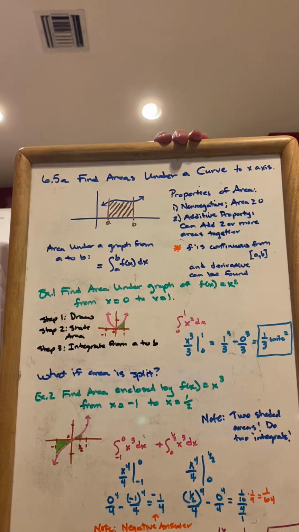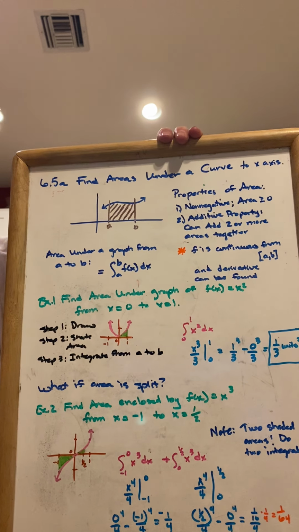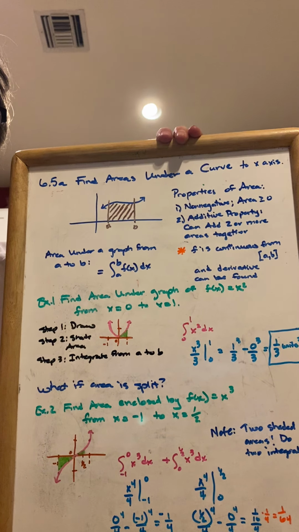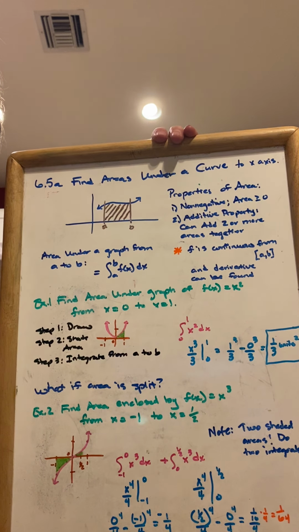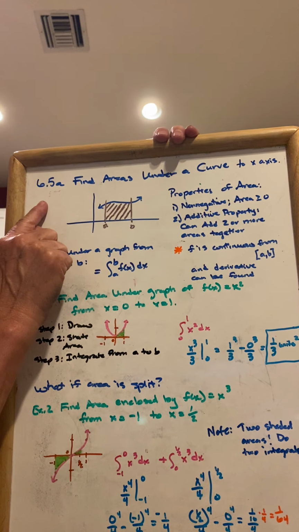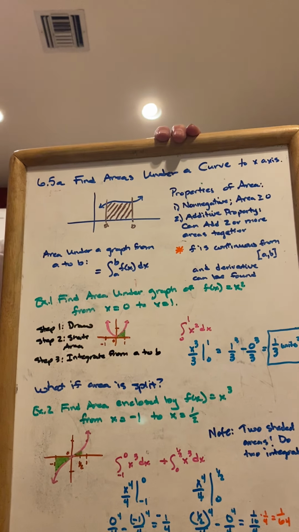Again, here I am back, and we're going to do 6.5a. I chose to break up the area under a curve and between the curves into two separate lessons so that you can maybe take time to understand and make sure you know what the critical points are a little easier. So we're going to do right now 6.5a, area under a curve to the x-axis.